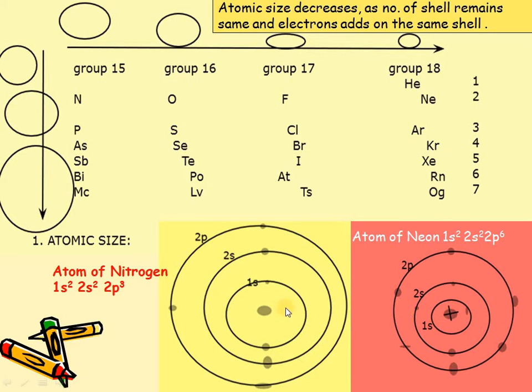Here we have a nuclear charge of 10, here we have a nuclear charge of 7. So because of that, this atom's size is bigger in comparison to this one, because the hold of this nucleus on the electrons increases in comparison to this.